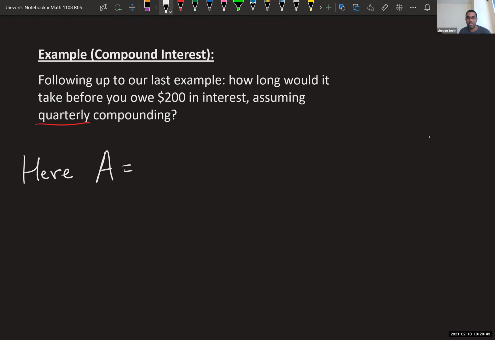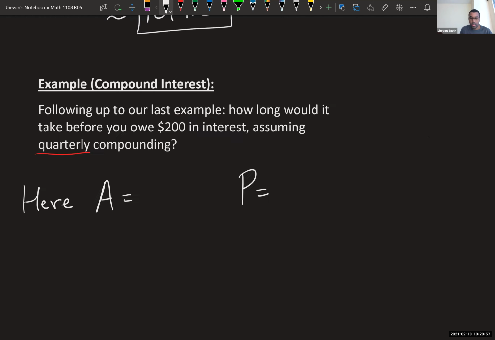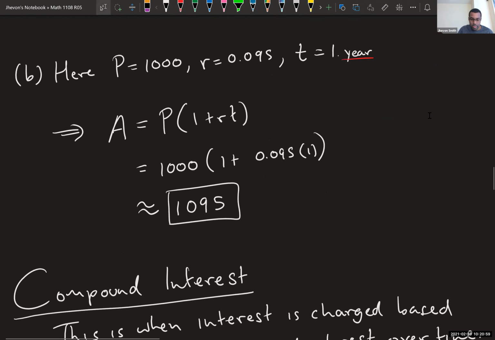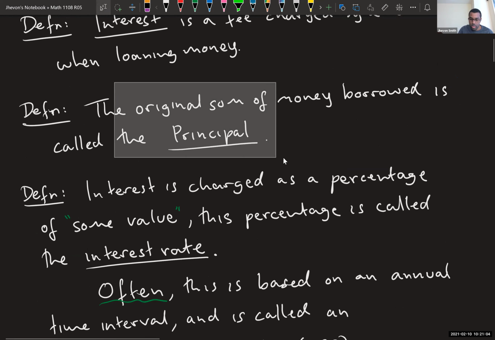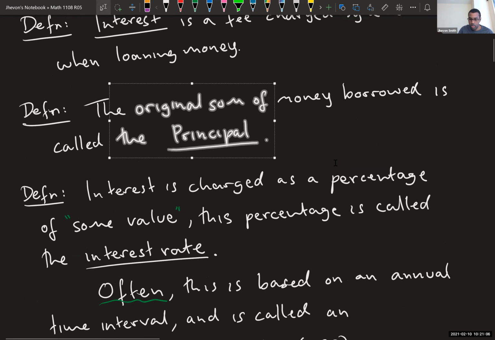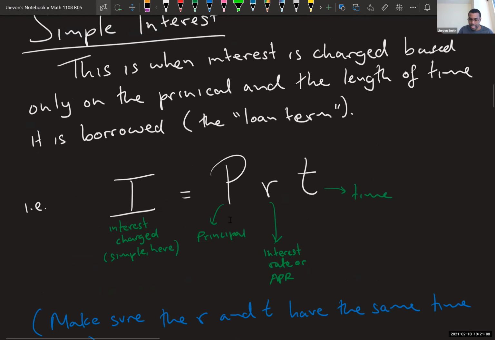Do you put the 200 in for P and then 1,000 is the A? No, P is always the original amount borrowed. Oh, okay. Right, so remember the definitions. This is important, which is why I wrote these down. The original sum is what's called the principal, and that is P.